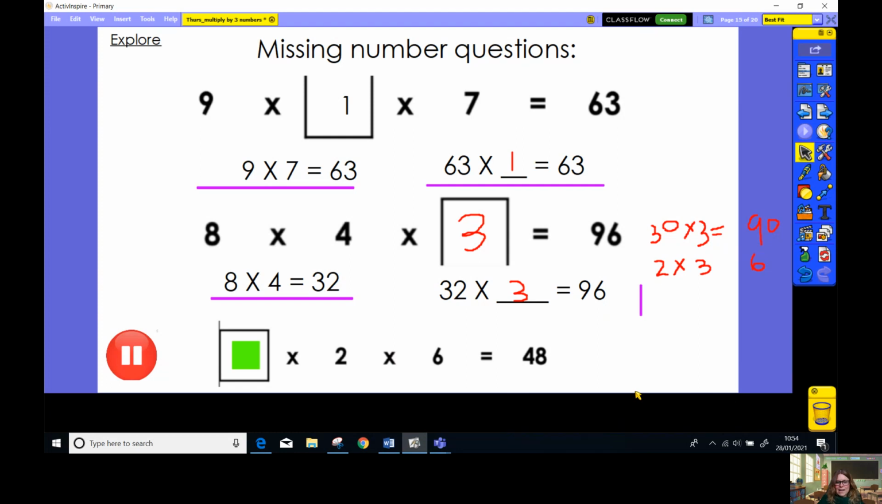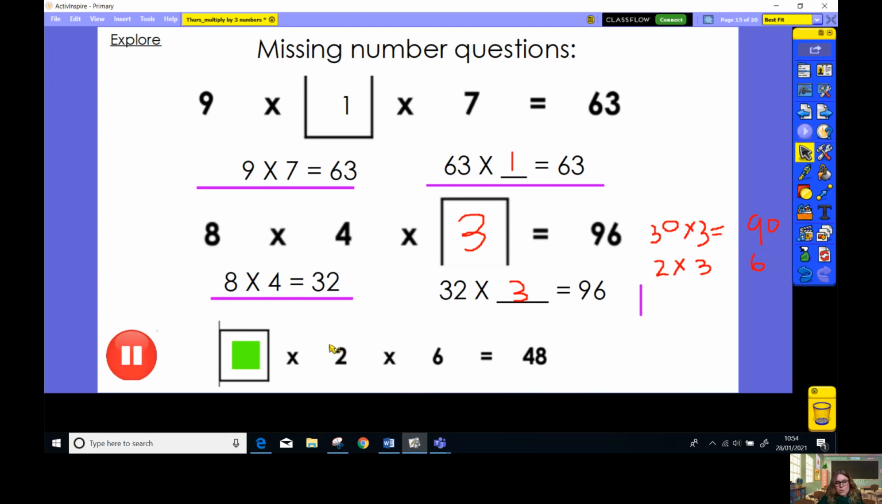Pause the video now and have a go at this one here. What do you think the missing number would be? We have a missing number multiplied by 2 multiplied by 6 equals 48. First of all, start with this, 2 times 6. What is the product of 2 times 6? And then see how you get to 48.